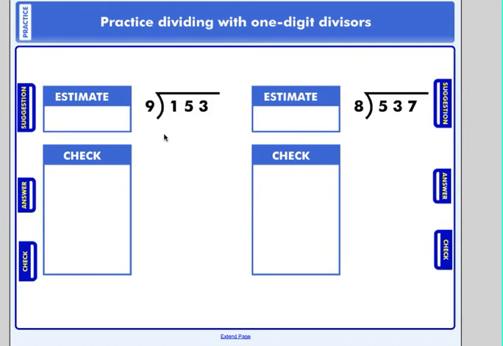Okay, so you should have completed these two problems. Now, hopefully the first thing you did was make an estimate. When I look at this problem here, I would think 200 divided by 10 is 20.